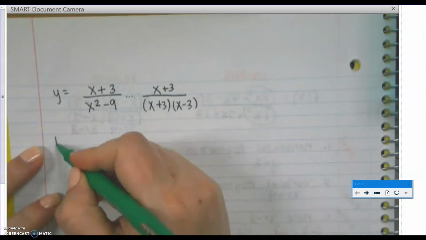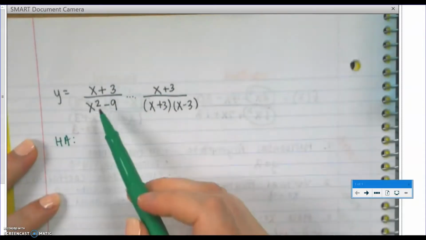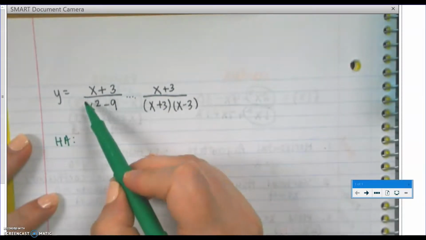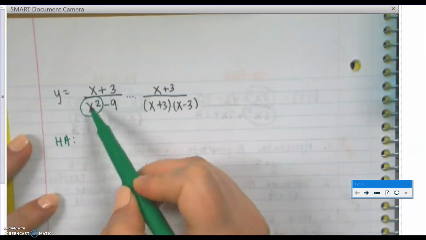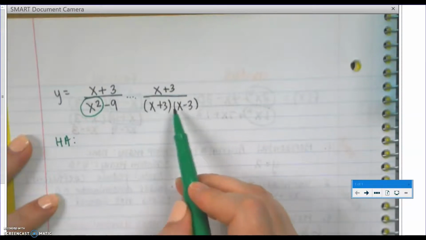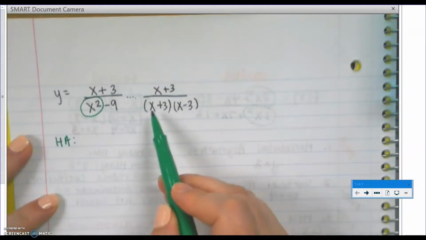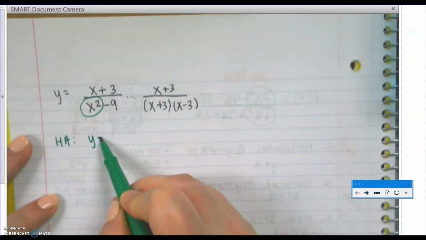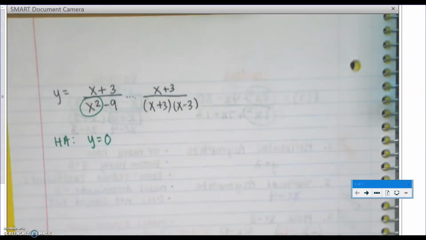All right, so horizontal asymptote, I'm looking for top heavy, bottom heavy, or the same. So I can tell from my standard form, there's my highest exponent, so it's bottom heavy, but I can also tell from factored form I have 2 on the bottom, so it's bottom heavy. Every single time it's bottom heavy, your horizontal asymptote is at 0.